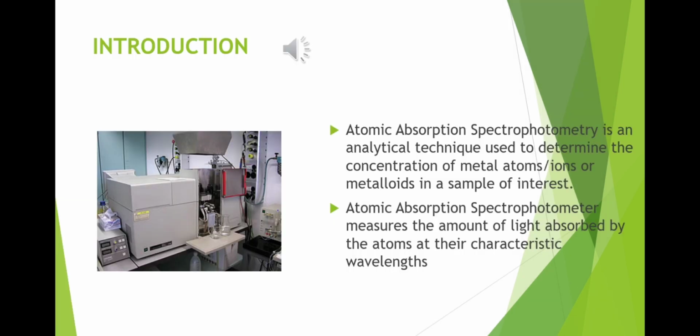Atomic absorption spectrophotometry is an analytical technique which is used to determine the concentration of metal atoms, ions, or metalloids in a sample of interest. This technique measures the amount of light absorbed by the atoms at their characteristic wavelength.